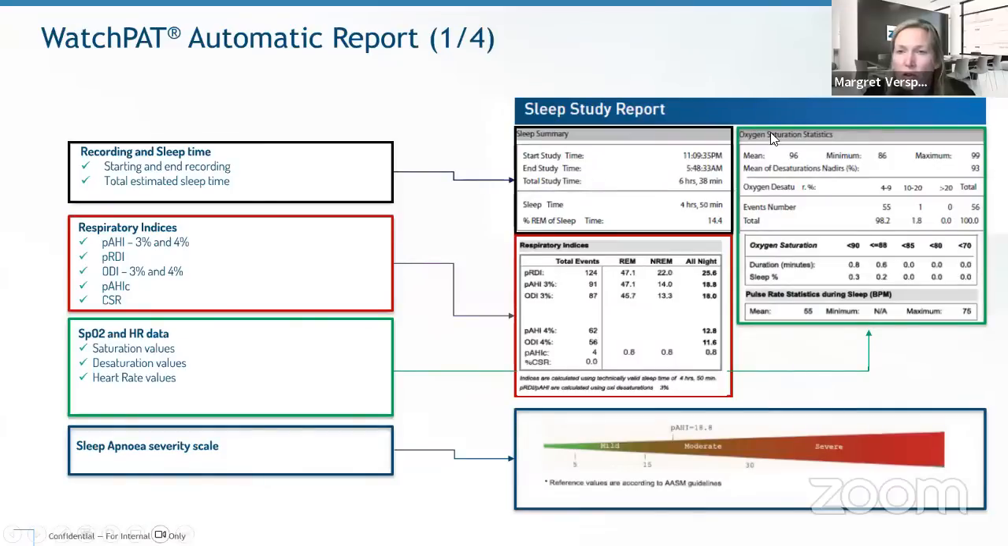Then we have here the oxygen saturation statistics: the mean, the minimum, the maximum, the mean of nadirs. We have the number of desaturations and the T90, in minutes but also in percentage of total sleep time. And we have the pulse rate statistics. Then we have the sleep apnea severity scales according to the AASM guidelines.